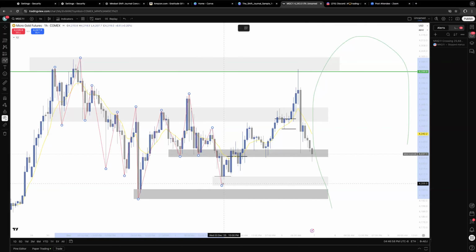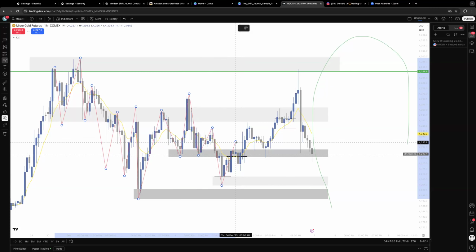So then once we got to this zone, came back up, made another lower high, but then the reversal starts right here. Why? Because it never broke this low down here. It made a lower high, didn't break this, and then it broke this one right here. That's how you can pretty much identify a true reversal on the higher time frame.